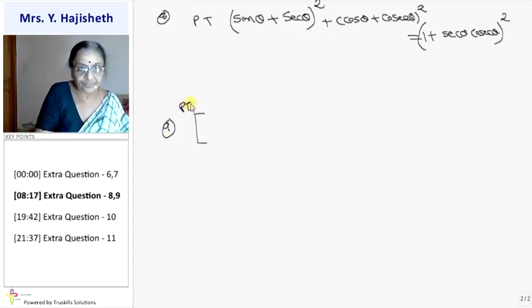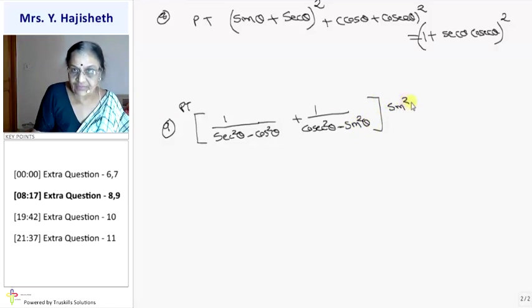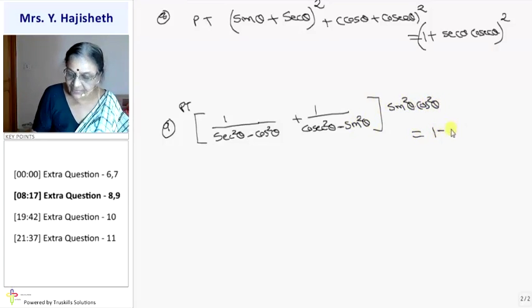Prove that, it is a long sum: 1 upon sec square theta minus cos square theta plus 1 upon cosec square theta minus sin square theta, bracket complete, sin square theta into cos square theta is equal to 1 minus sin square theta into cos square theta upon 2 minus 2 plus sin square theta into cos square theta.